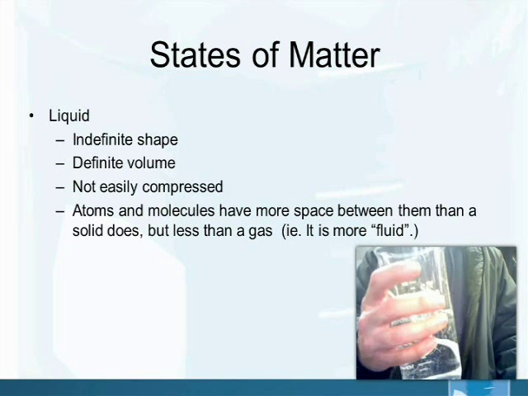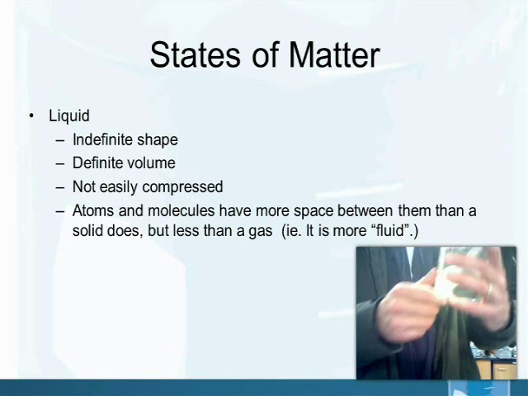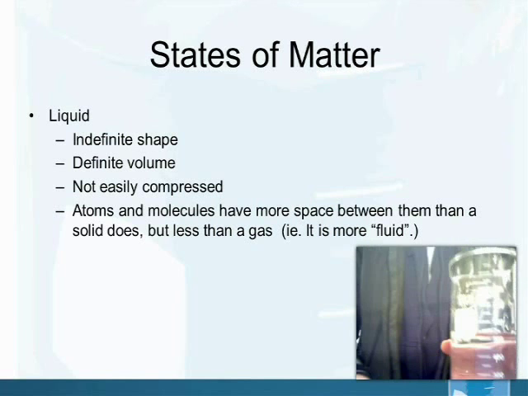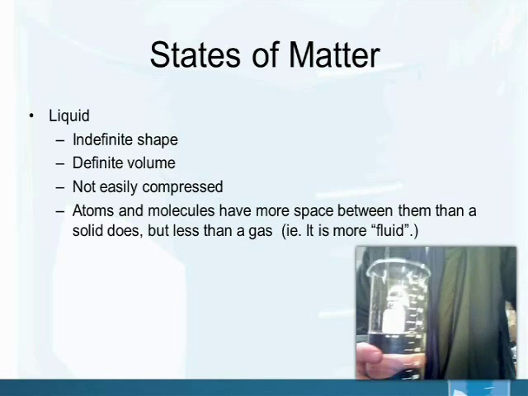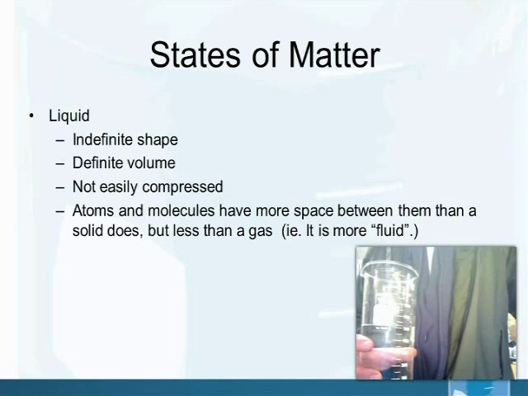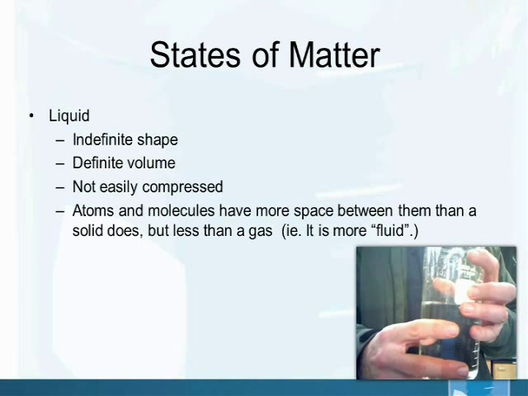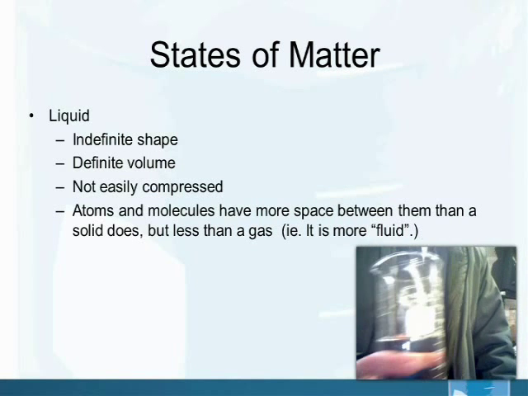But it does have a definite volume. Okay, it's still about half a liter. No matter what shape, if I put it in this water bottle, or I put it in this cup, it's still just going to be a definite volume of half a liter.